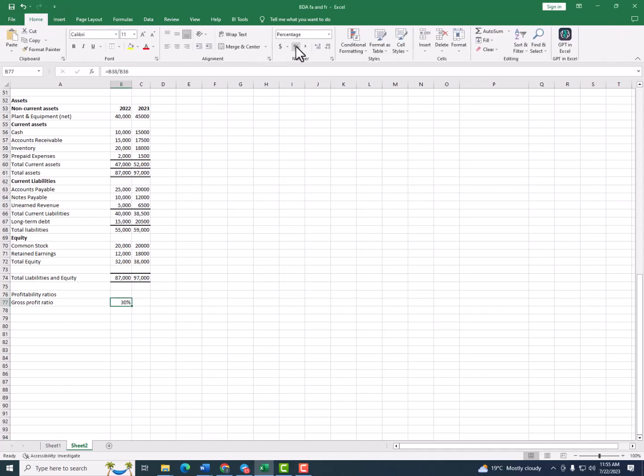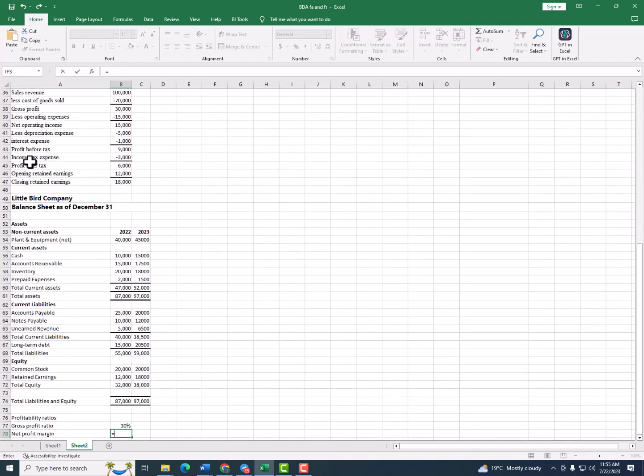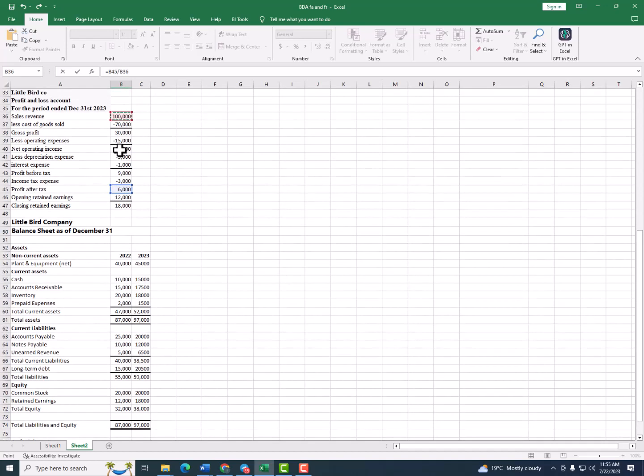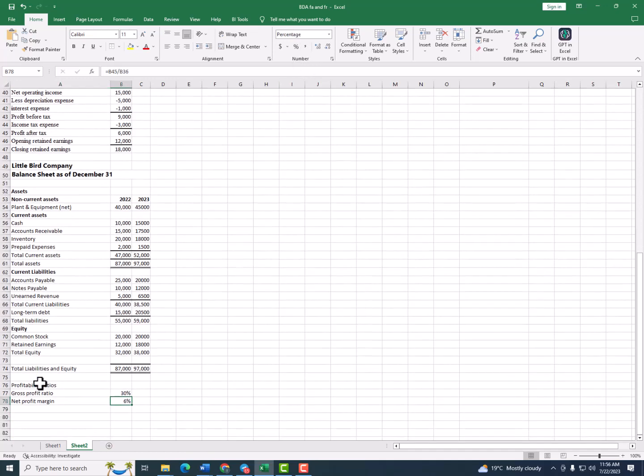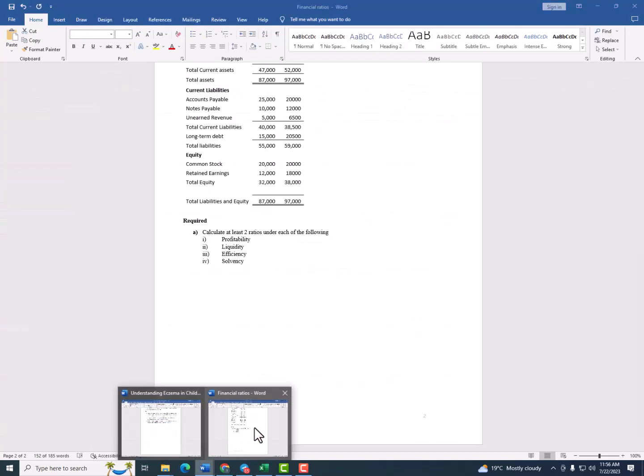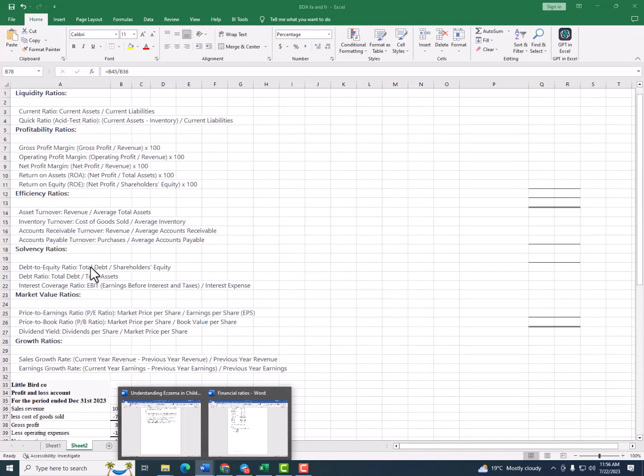Home and then percentage. Second profitability ratio, let us use the net profit margin. Come here, equals the net profit for the year, profit after tax, divided by the revenue for the period, which is 100,000. Hit enter. 0.06. Can convert it into percentage as well. Those are profitability ratios. We are required to calculate at least 2. You can go ahead and calculate the rest since you have them.